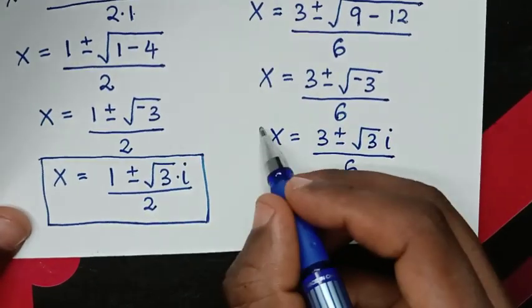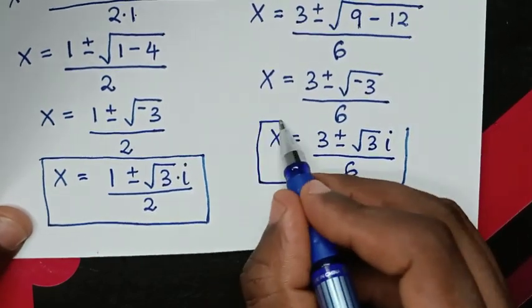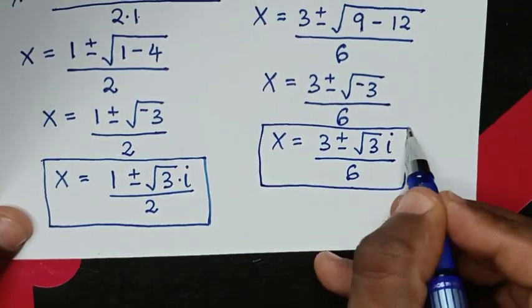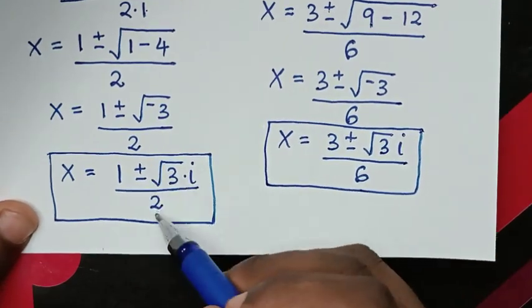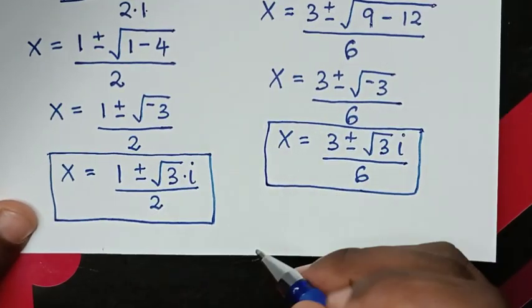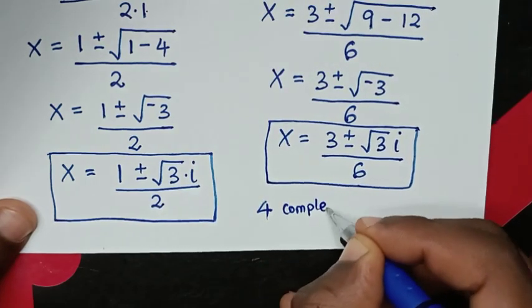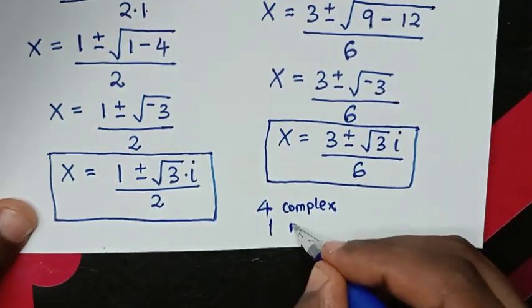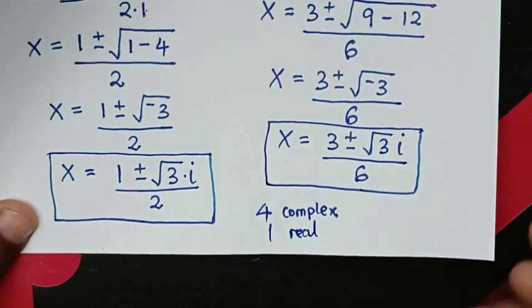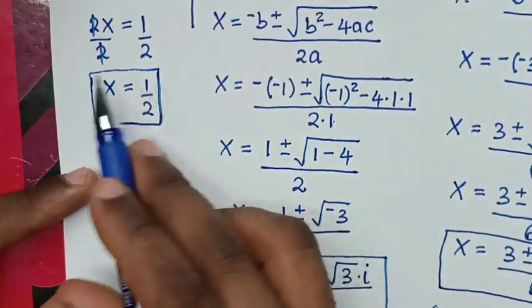So here also we have two complex solutions because of plus or minus. Therefore we have two complex solutions, which makes a total of four complex solutions and one real solution, whereas the one real solution is this, a half.